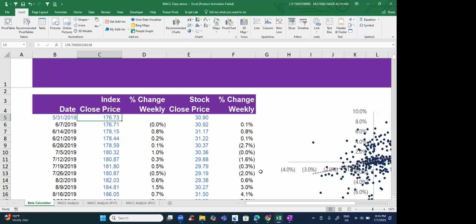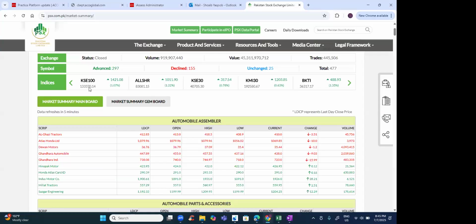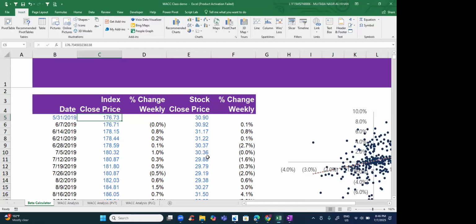Like if you want to calculate for the Pakistan Stock Exchange, so our KSE 100 today is 133,370. Today the market moved by 1,421 points. So yesterday, on Friday, it was 131,900 something. It is available. Daily stock price movement, the weekly stock price movement, or the index movement is available.